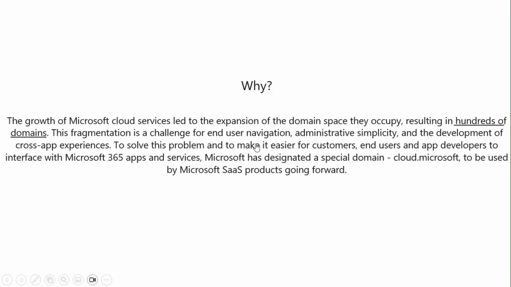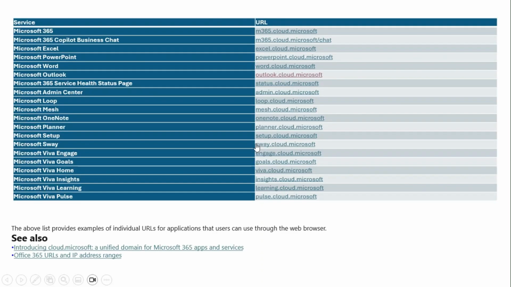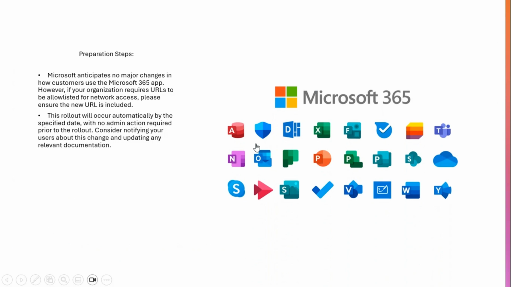The last thing I would like to talk about is preparation, or what you need to prepare for this change. Basically, there is no big change. As I mentioned, Microsoft anticipates no major changes in how customers use the Microsoft 365 apps. However, if your organization requires URLs to be allow listed for network access, please ensure the new URL is included. That is the only thing you need to consider.